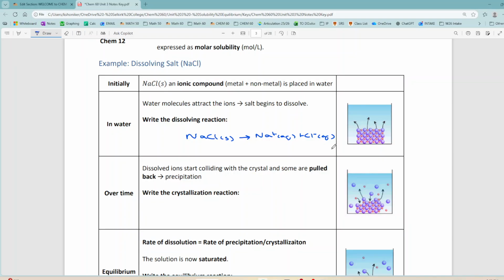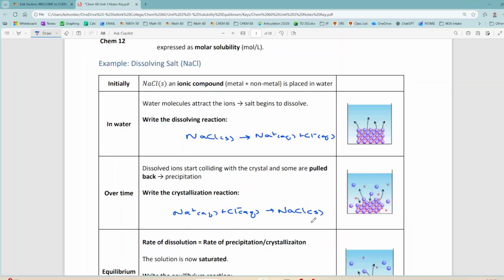And that would be the end of our Chem 11 story, right? We would just be like, okay, now we're done. What's going to change with the Chem 12 story is what happens next. Over time, these dissolved ions will start colliding with the crystal and with each other. And some are going to get pulled back, meaning they're going to re-solidify. We call this precipitation, which means that the sodium and the chloride ions are going to precipitate and form sodium chloride solid.